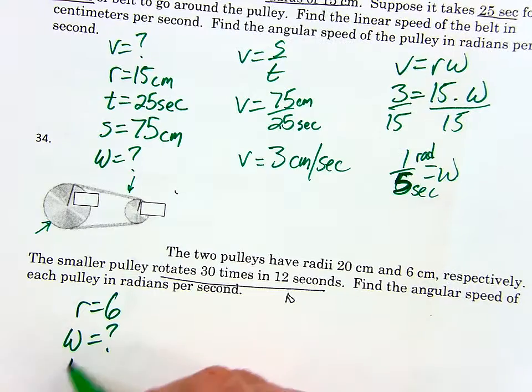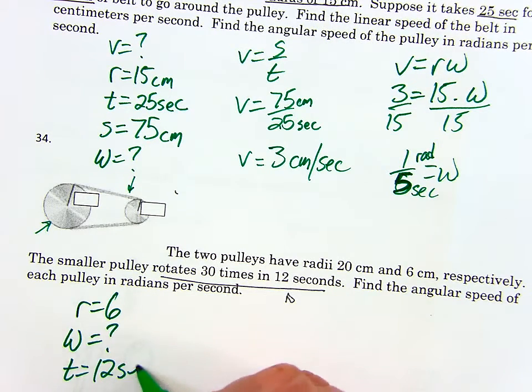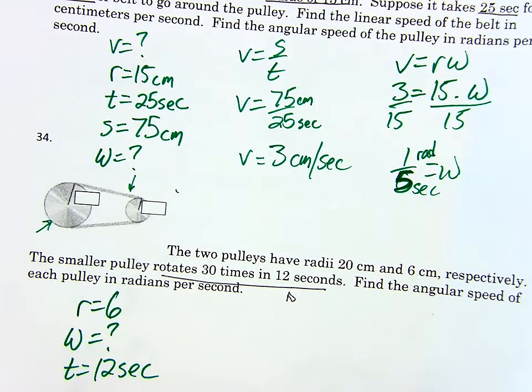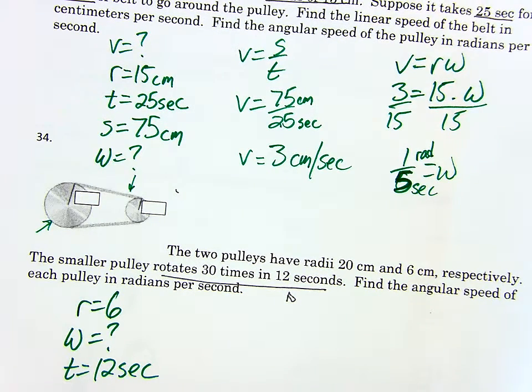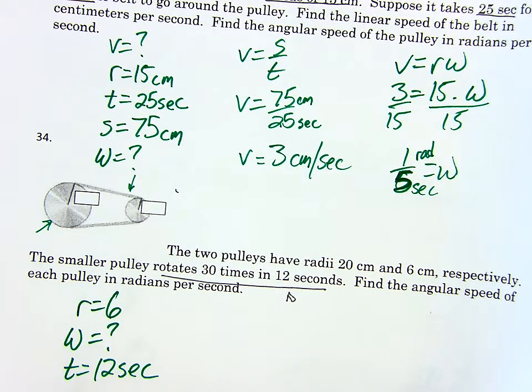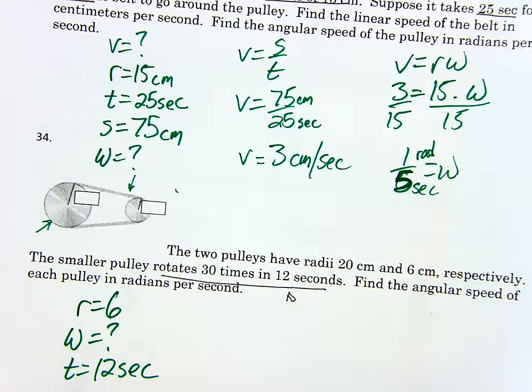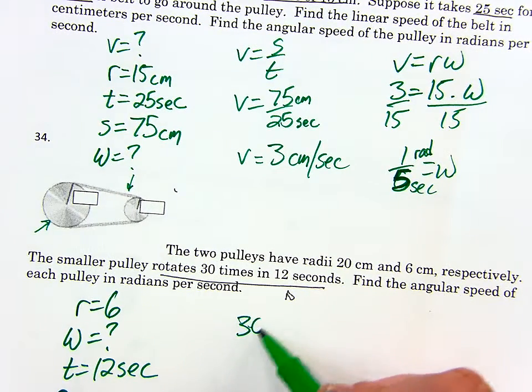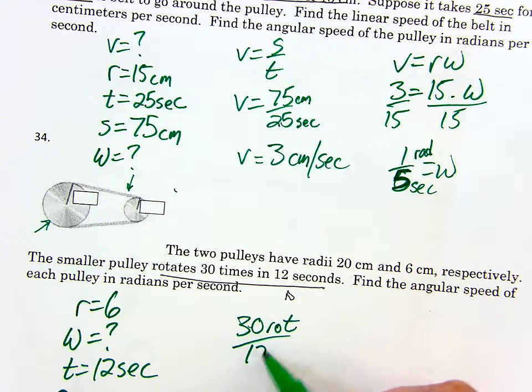And I have a time, 12 seconds. I also know that it rotates 30 times in 12 seconds. So what I'm going to have to do, it'd be 360 times. I have to figure out theta. I have 30 rotations in 12 seconds.